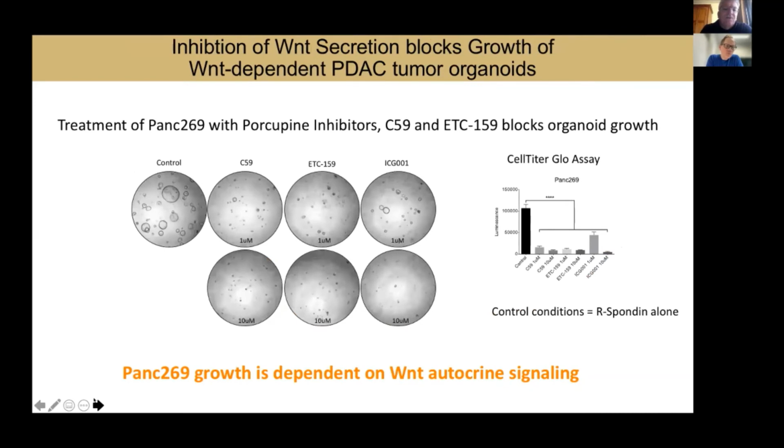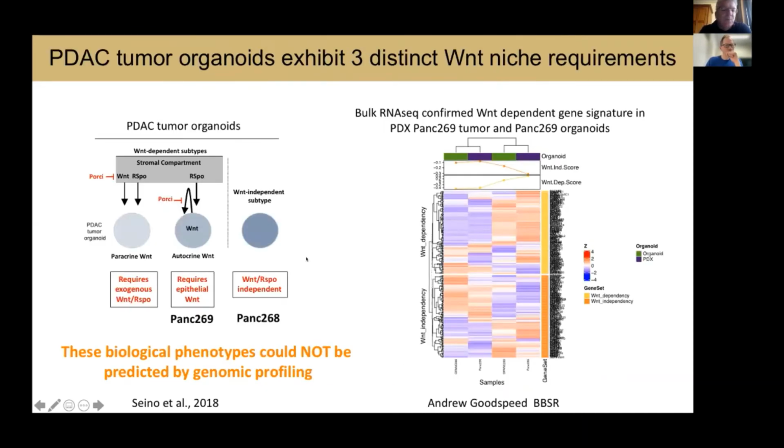So just to look at that more specifically, we use the porcupine inhibitor to block Wnt secretion, and we use two different inhibitors, C59 and ETC159. And you can see both in morphology and in the cell-type glow, you just completely block growth. So this suggested that this organoid line is actually Wnt dependent.